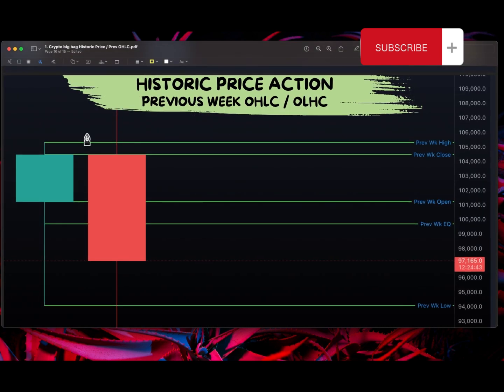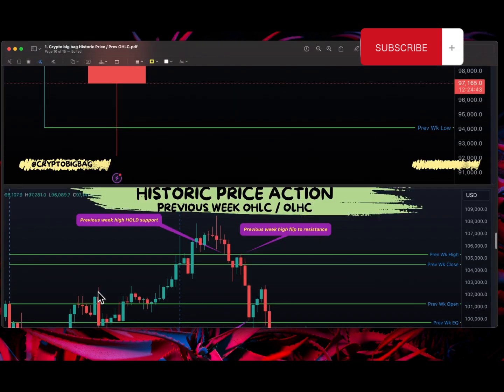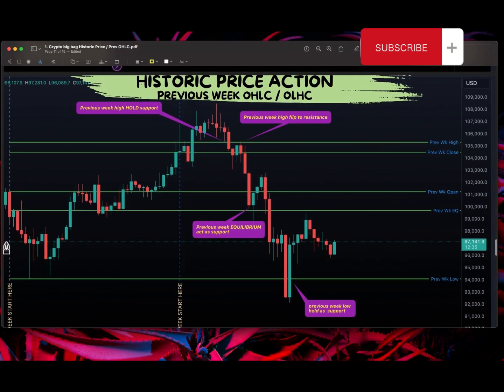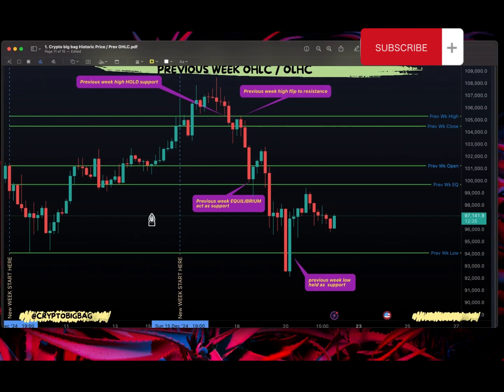The previous week high, previous week close, previous week open, the equilibrium, which is the 50% from the high to the low. These levels always act as natural support and resistance. From the beginning of the first week, you see the weeks begin here and the weeks end here.